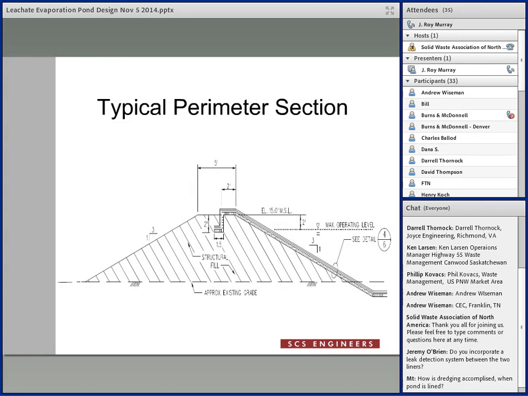Just a second, I'm looking at some questions that have come up. On the leak detection, we're going to get to that in a second. And how is dredging accomplished when the pond is lined? I'll probably look for a little bit more info on what you're looking for in that question in a little bit.